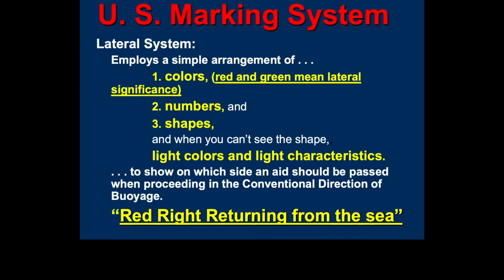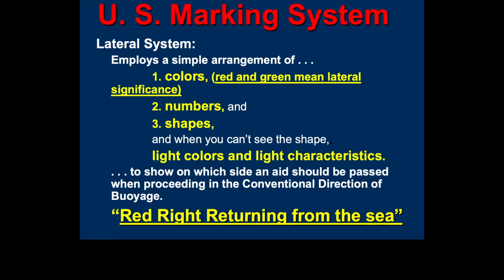In our U.S. marking system, the lateral system employs a simple arrangement of colors, numbers, and shapes. We're mainly going to talk about red and green, the colors used for lateral significance. They mark how we use the channel and operate in the channel. Remember, the red buoys or red beacons are always going to be even numbers, and the greens are always going to be odd numbers.